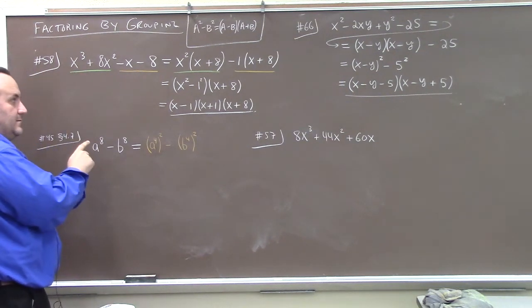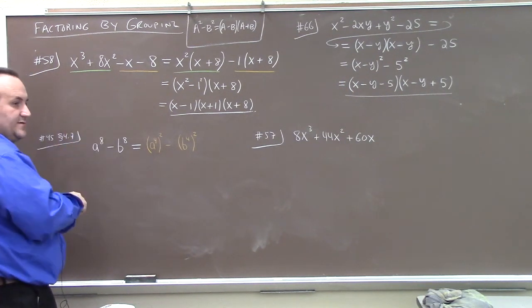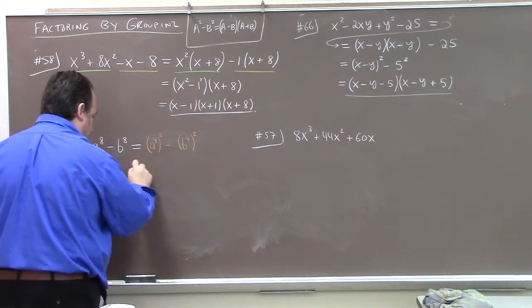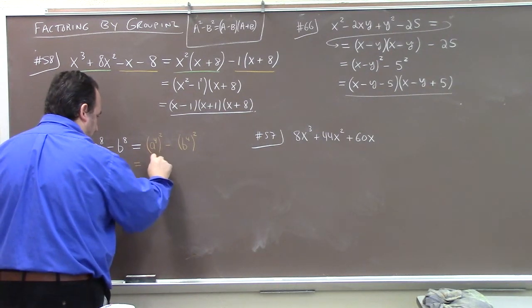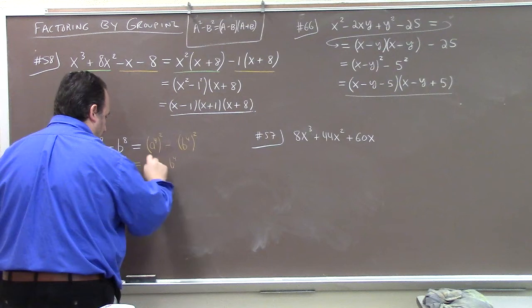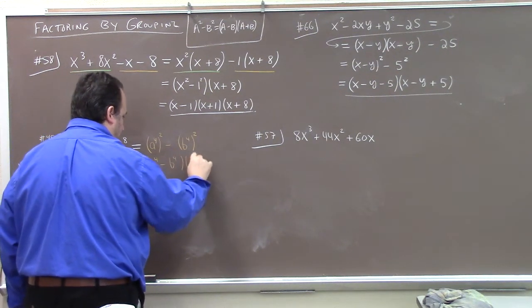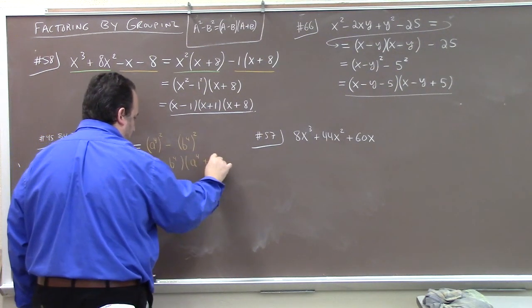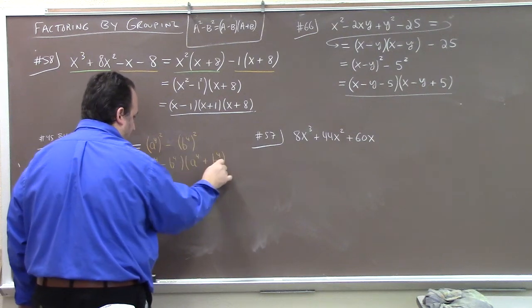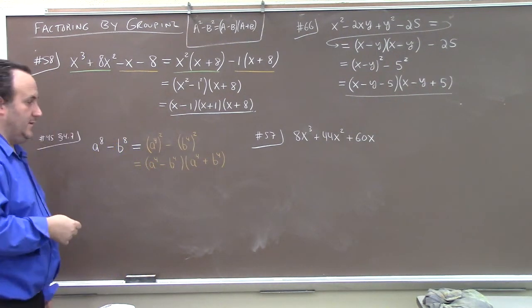Once we do that, we say, aha, difference of squares. So this is a to the 4th minus b to the 4th times a to the fourth plus b to the fourth.